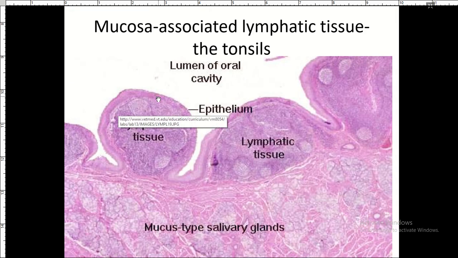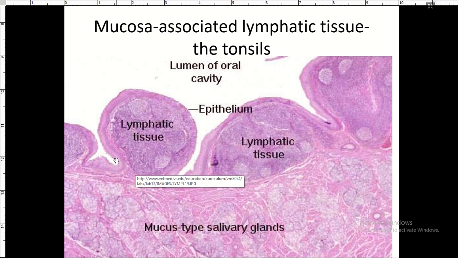So mucosa-associated lymphatic tissue, the tonsils. What helps you see that this is a tonsil is the epithelium, because it will be at the walls of the lumen of the oral cavity, and the oral cavity is lined by stratified, non-keratinized squamous epithelium. Whenever you see stratified, squamous, non-keratinized epithelium and then you see lymphatic tissue, that is a clear sign for a tonsil. You can then see secondary and primary aggregations.